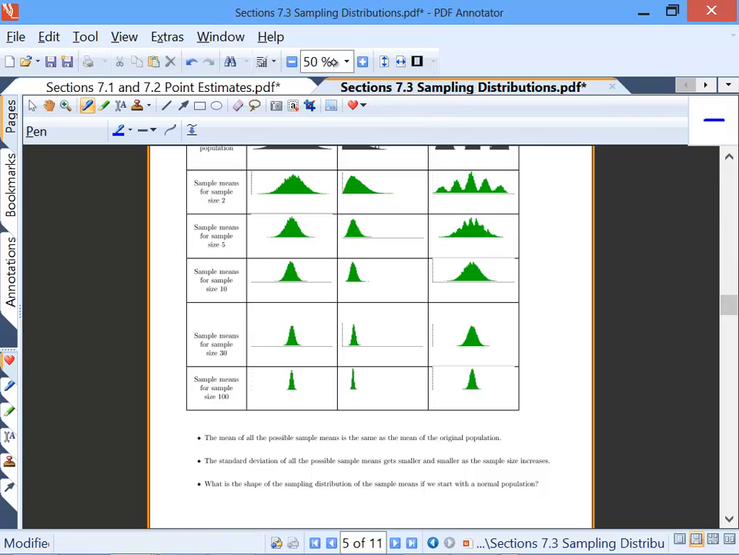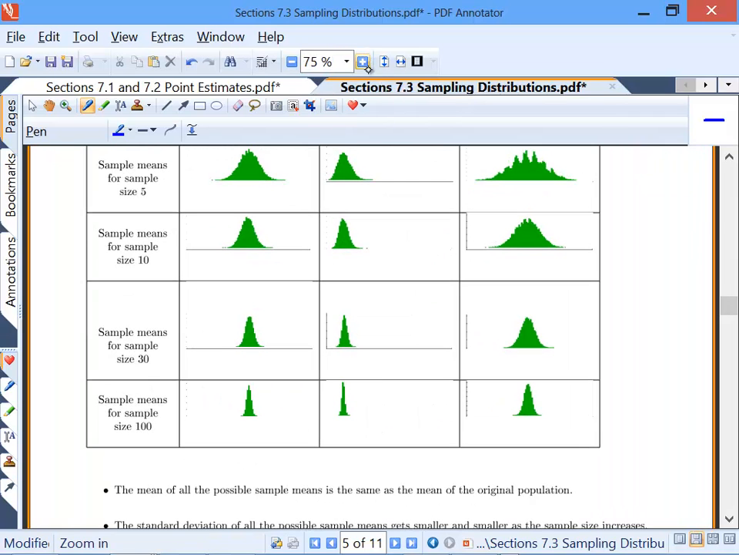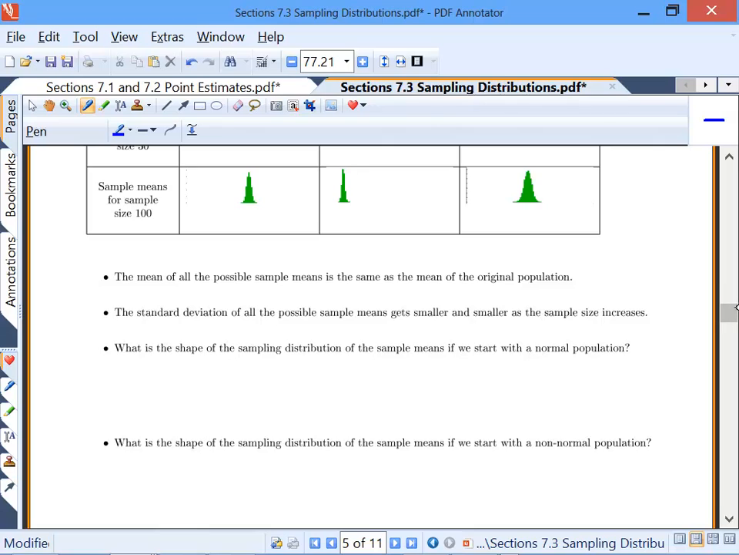And then just a few facts for us. The mean of all of your possible sample means is the same as the mean of your original population. This tells us that mu of X bar equals mu. So the mean of all of my possible sample means is equal to my population mean. The standard deviation of all my possible sample means gets smaller and smaller as the sample size increases. And the way that we find this arithmetically is it turns out that it is the standard deviation of the original population divided by the square root of n.